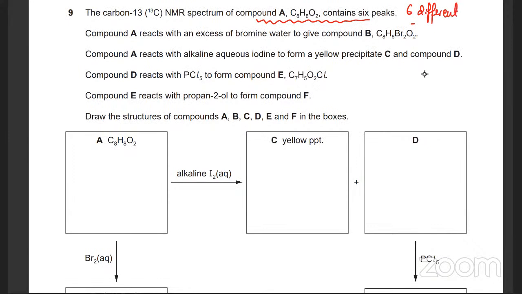So, yes. Which paper is this? This one is 21 question paper 4-3.